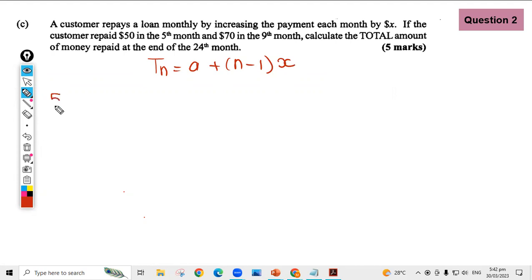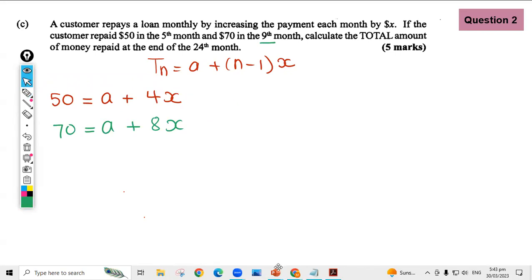So the first equation: $50 is equal to A. We do not know the value of A. If we replace the N with 5, because it's the 5th month, 5 minus 1 is 4. So we're going to get 4x. And for the next equation, $70, we put A here. It's the 9th month. So 9 minus 1 is 8. So we're going to get 8x. All we have to do is solve those simultaneously, and we will get A and X.